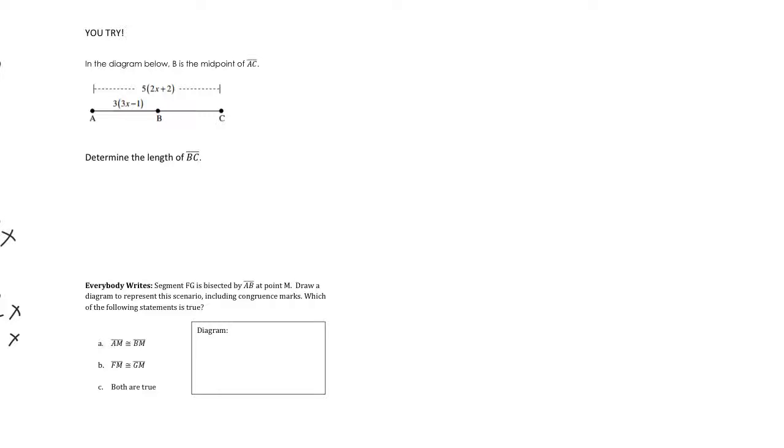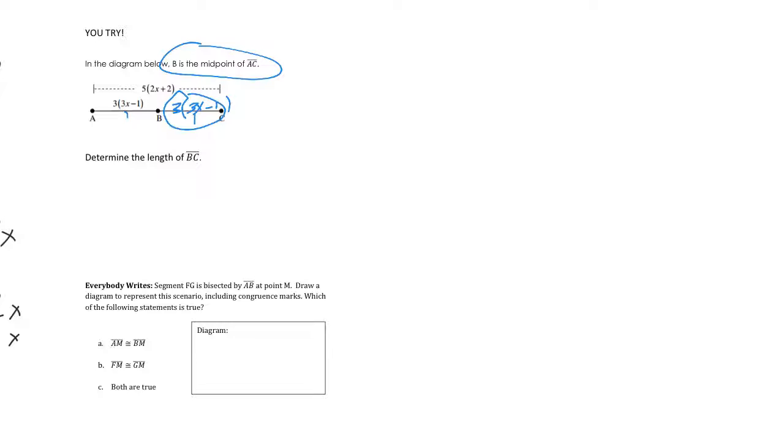Perfect. So here we go. B is the midpoint of AC. So I know these two pieces are equal. But there's nothing written here. But I know it's the same as AB, so I could just fill it in. It's 3 times 3x minus 1. It's the same thing.